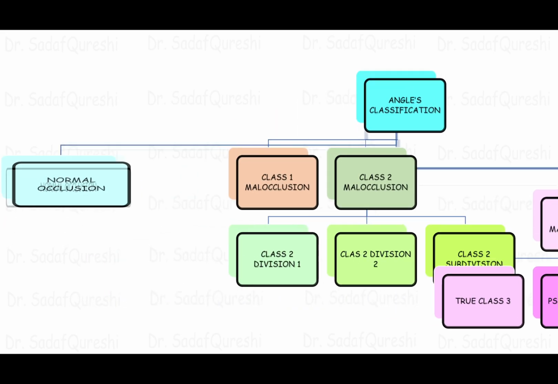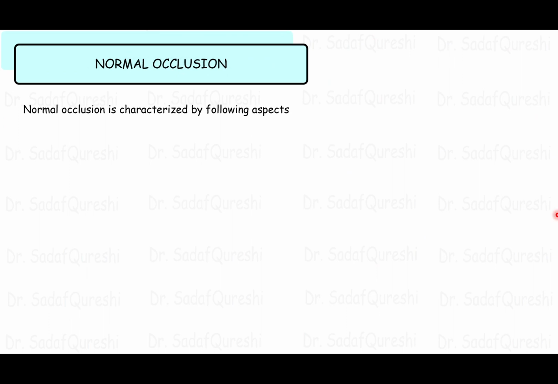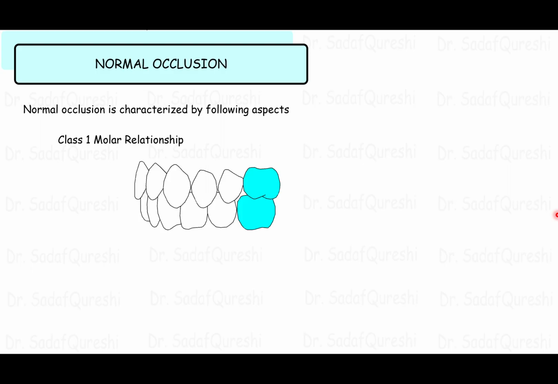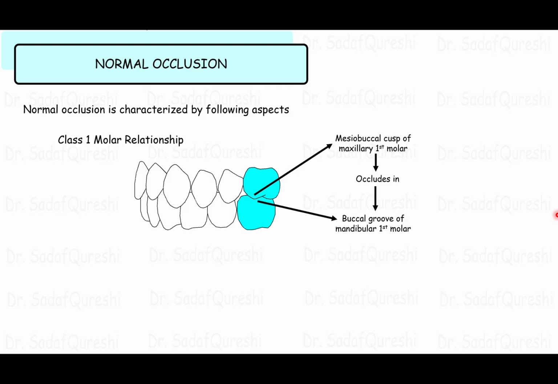So let's start our topic with normal occlusion. Normal occlusion is characterized by the following aspects. The first aspect is class 1 molar relationship. What is class 1 molar relationship? Class 1 molar relationship is when the mesiobuccal cusp of the maxillary first permanent molar occludes in the buccal groove of the mandibular first permanent molar. That's how they make the class 1 molar relationship.